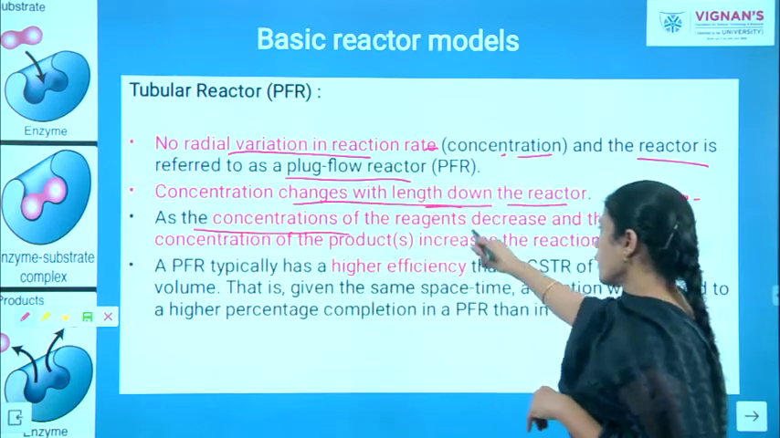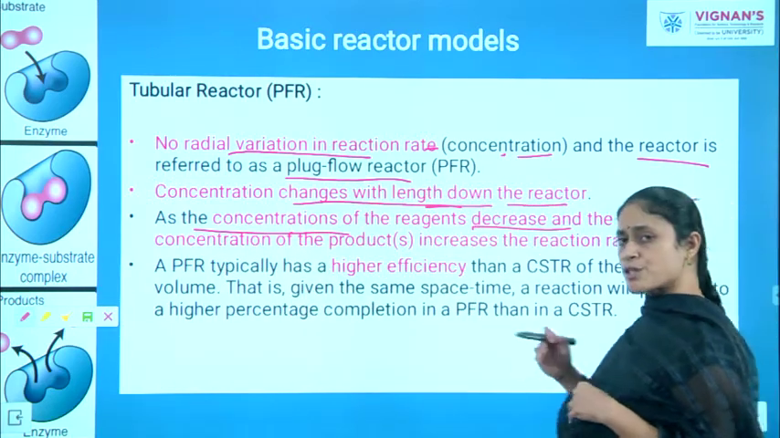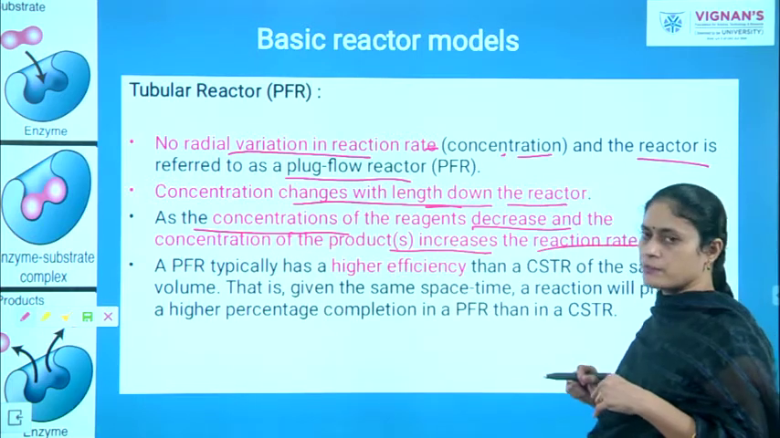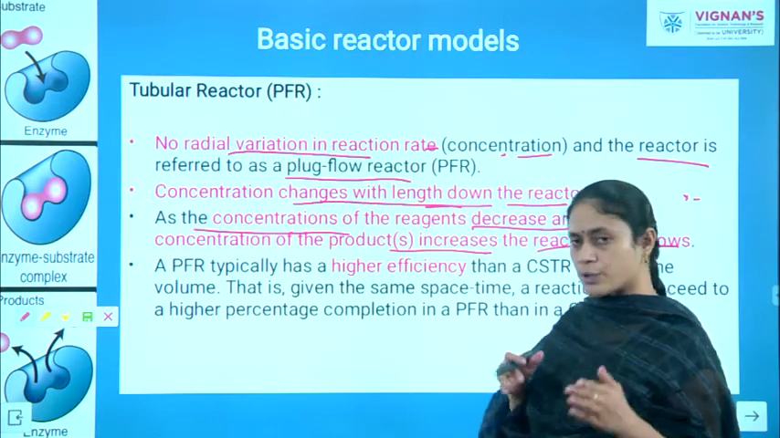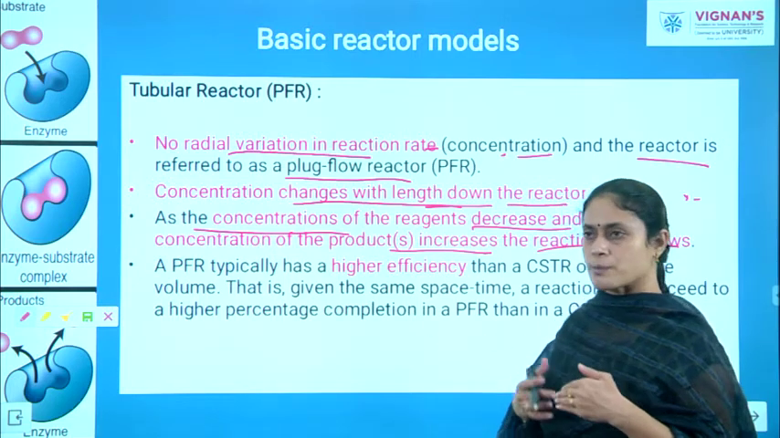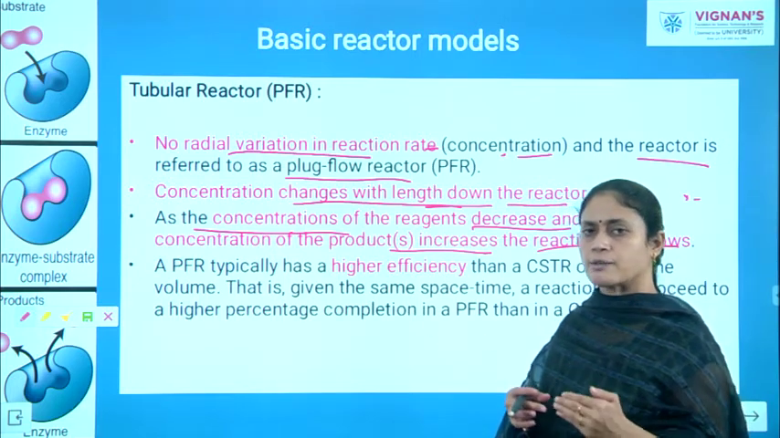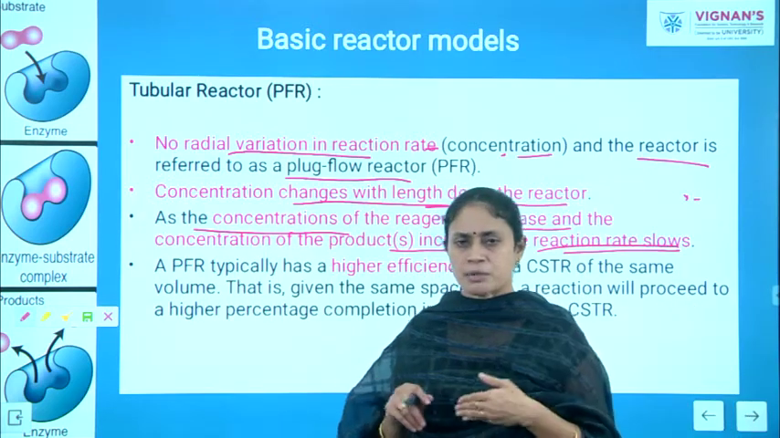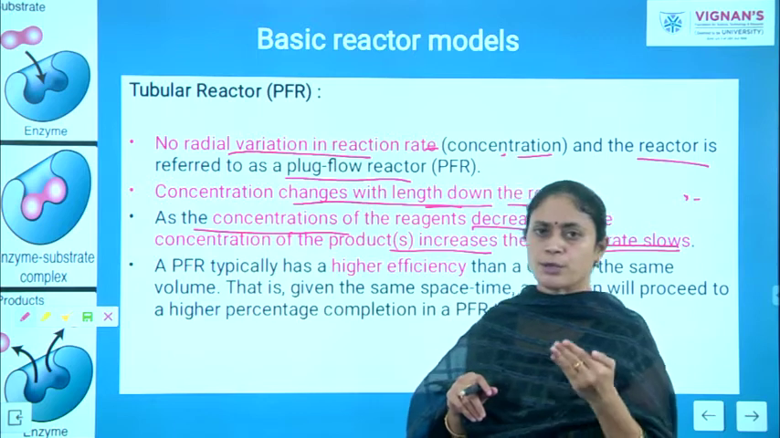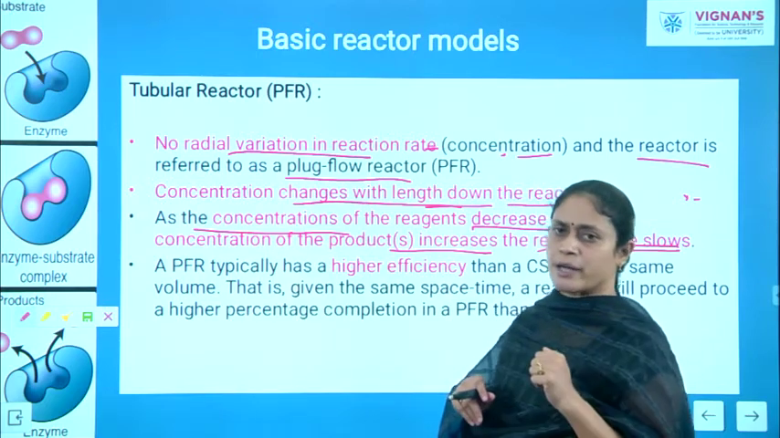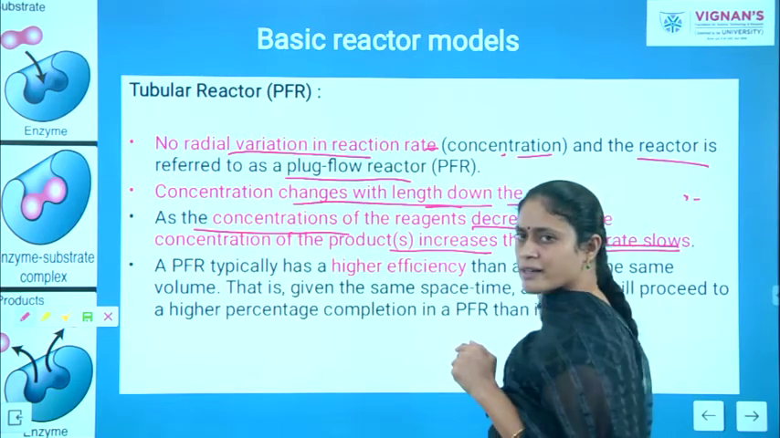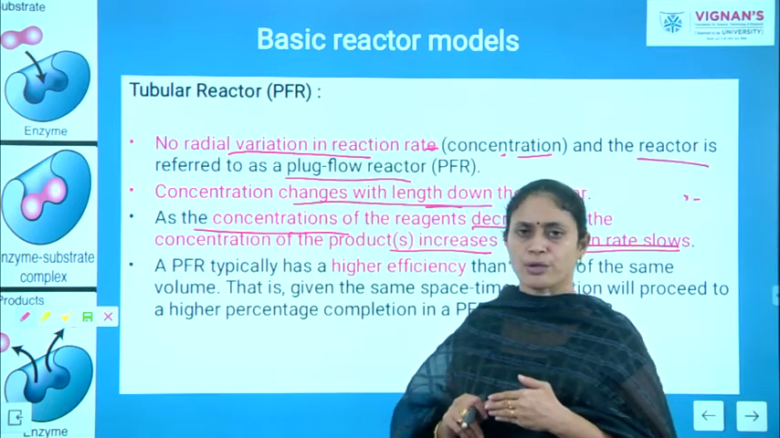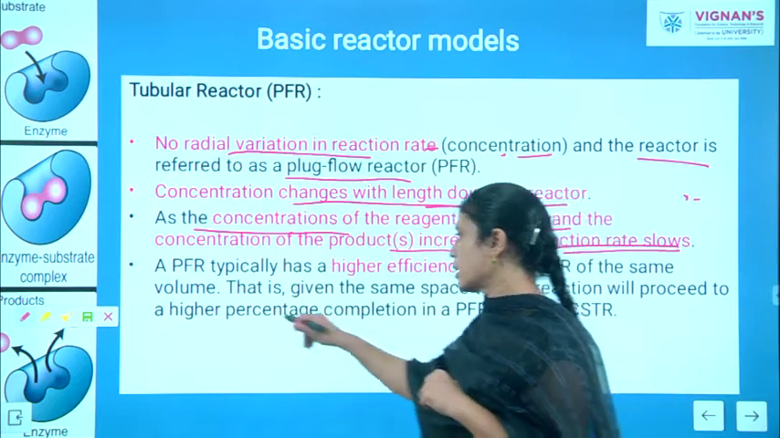As the concentration of your reagents decreases and the concentration of your products increases, the reaction rate slows down. As we know, with time the concentration of your substrate decreases as it is converted into product. As there won't be much substrate available for the enzyme to convert into product, the reaction rate decreases because of the decrease in substrate concentration.